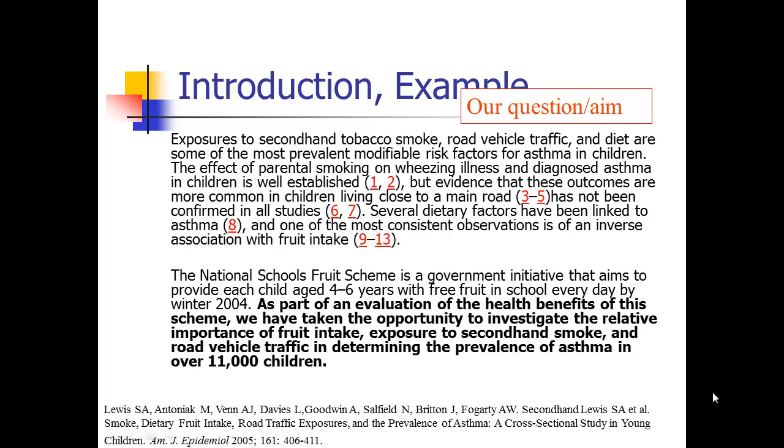Now we're going to jump right into the aim of this study. So what do they say? As part of an evaluation of the health benefits of this scheme, we have taken the opportunity to investigate, notice the key word there, the relative importance of fruit intake, exposure to secondhand smoke, and road vehicle traffic, those 3 risk factors, in determining the prevalence of asthma in over 11,000 children. So they're telling you, here's our question and aim. We're going to look at those 3 risk factors in a really big sample of children. And it's a very clear statement of the aim of their study.